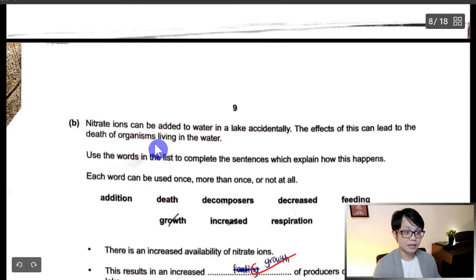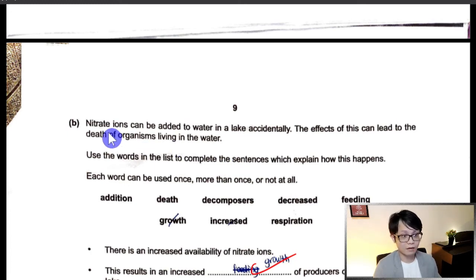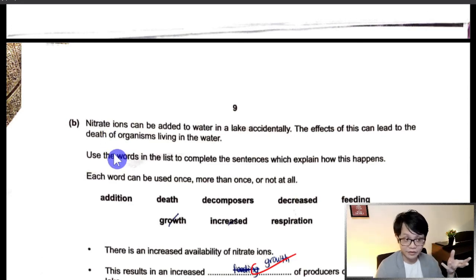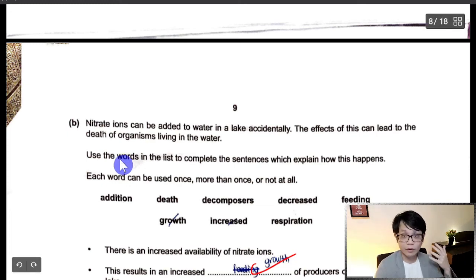B. Nitrate ion can be added to the water in a lake accidentally. This effect can lead to death. So probably nitrate ion, I think they are talking about fertilizer. Fertilizer usually uses ammonia, which is made from nitrate, so probably during rain, when you put fertilizer on the plants, the rain will wash it into a lake. That's why we say accidentally, and a lot of nitrate ion will be in the lake, and the fertilizer produces algal bloom, a lot of fish will die, it will poison the lake and so on.